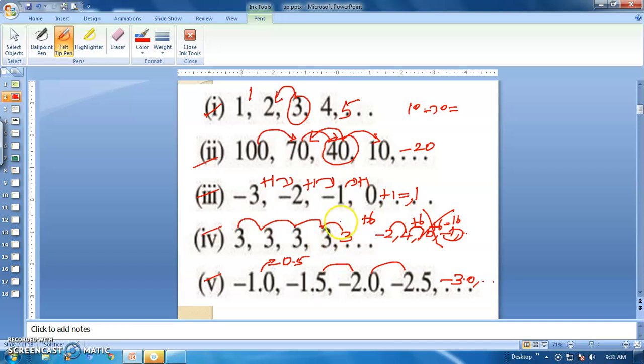Okay, so if you see all the 5 series, the common difference between the two numbers is the same. So here 1 is the common difference, here minus 30 is the common difference, here plus 1 is the common difference, here 0 is the common difference, and in the fifth series minus 0.5 is the common difference. So a series obtained with a common difference is said to be in arithmetic progression, that is AP.